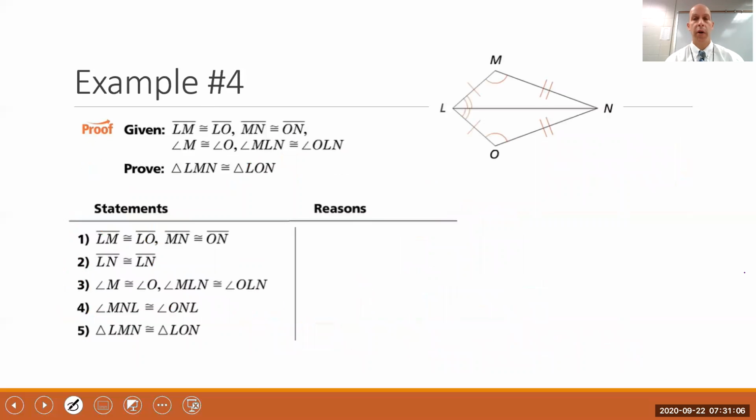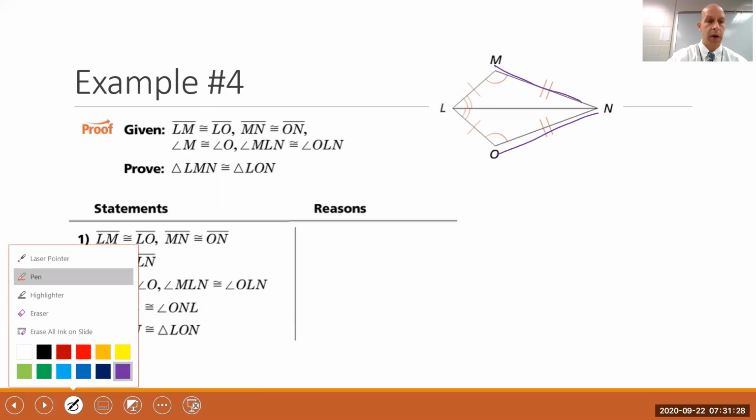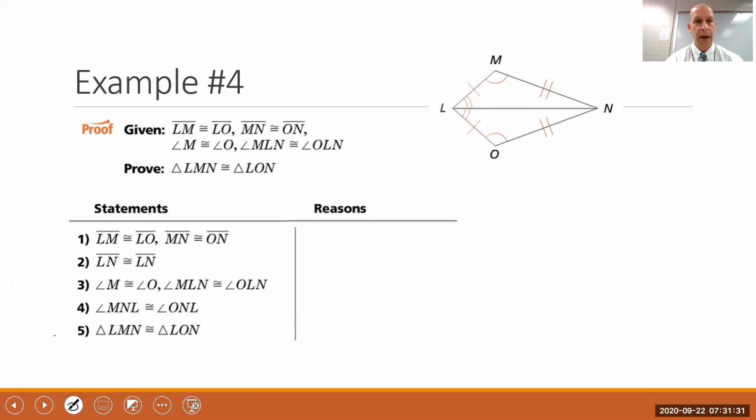And the last thing we're going to do today is look at a proof. So here's what the proof is. It says, given that segment LM is congruent to segment LO. So we've got this segment here congruent to this, good, I can see that. And then it says segment MN, that's this guy, is congruent to segment ON, that's that guy. That's good. And we also know that angle M is congruent to angle O, and angle MLN is congruent to angle OLN. And the question is for us to prove that triangle LMN is congruent to triangle LON.